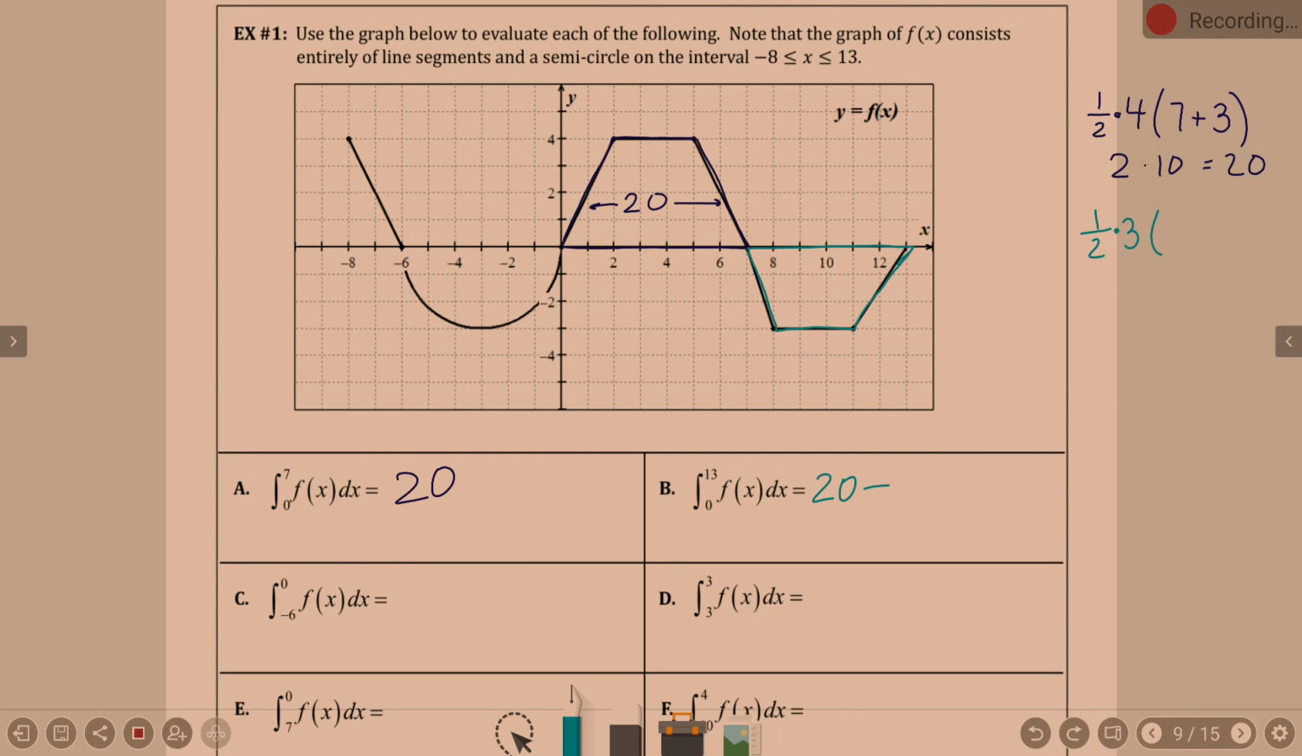In my brain, I just know it's negative. We have bases of 3 and 9, or 6. Maybe it's 27, so 1/2 times 27. I came up with 27/2, which is indeed 13.5. We are below the x-axis, so we are subtracting that 13.5 from 20, and we are at 6.5.